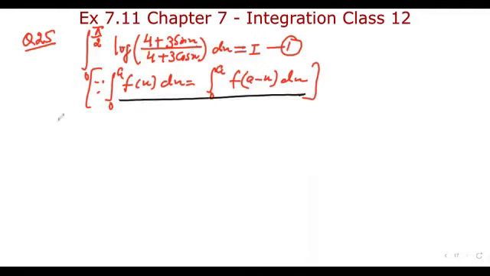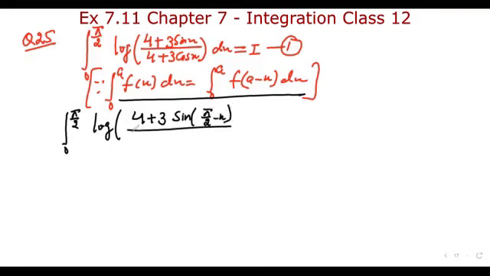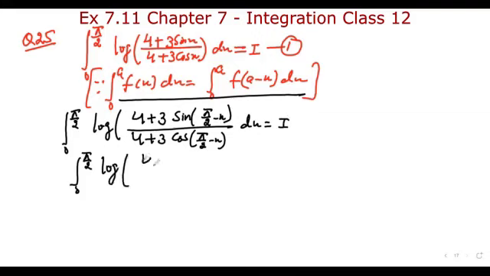In this question, I cannot integrate directly, but whatever I can do is to apply the property of definite integral. So I am applying the same property, 0 to pi by 2. This is log, and if I replace x with pi by 2 minus x, it will be sine of pi by 2 minus x divided by 4 plus 3 cos of pi by 2 minus x. I applied the property clearly, and we know the value of sine of pi by 2 minus x is cos x, and the value of cos of pi by 2 minus x is sin x.